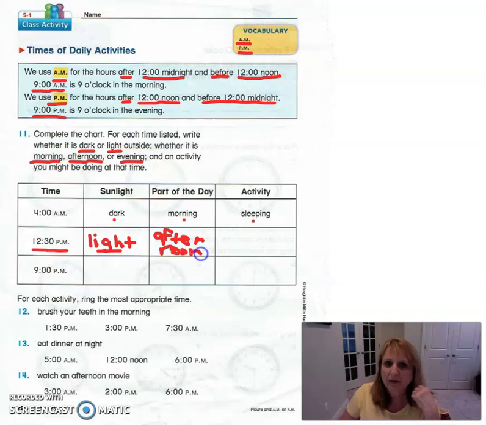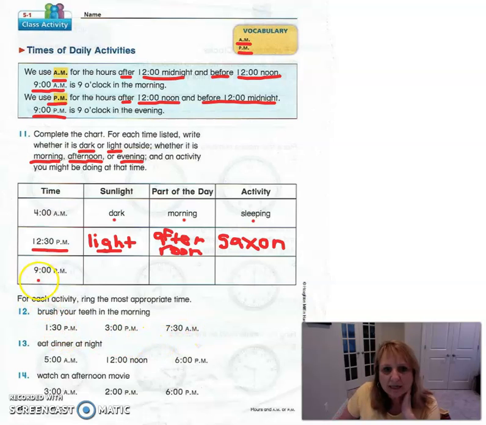Okay, afternoon. All right, and what might we be doing at 12:30 in the afternoon? Well, if we were at school, we would be doing Saxon. Should we write Saxon, even though we're not in school right now? Because maybe that's when you do Saxon at home. It doesn't really matter when you do it at home, but if we were at school, we would be doing Saxon at 12:30 in the afternoon.